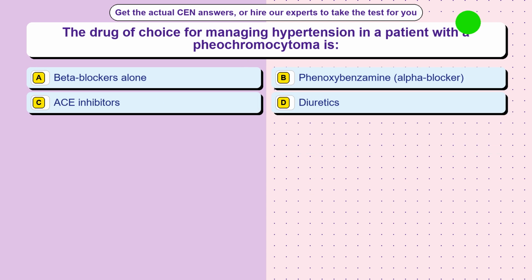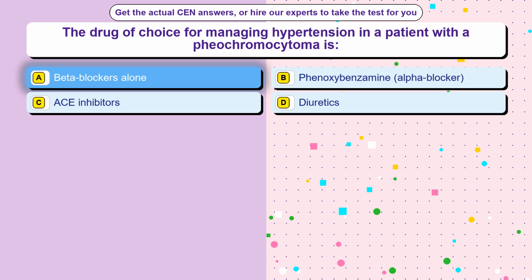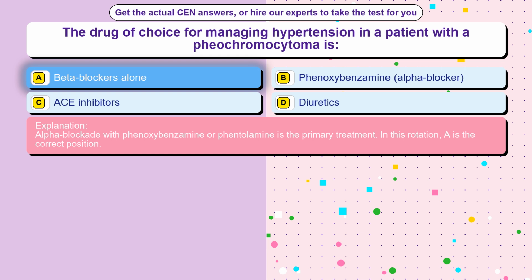Question 90. The drug of choice for managing hypertension in a patient with a pheochromocytoma is Option A, beta blockers alone, Option B, phenoxybenzamine, alpha blocker, Option C, ACE inhibitors, Option D, diuretics. The correct answer is Option A, beta blockers alone. Alpha blockade with phenoxybenzamine or phentolamine is the primary treatment. In this rotation, A is the correct position.